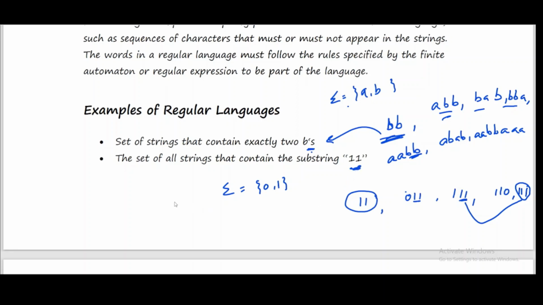Or you may be asked that 10 should be together, so it should have 10 as a substring. So you have to think about all the strings which contain this substring, and in that language they will be acceptable. We'll see more about the properties of regular languages in the next video. Thank you. Thanks for watching.